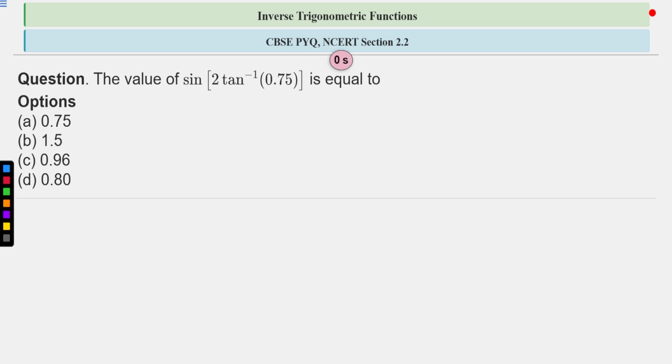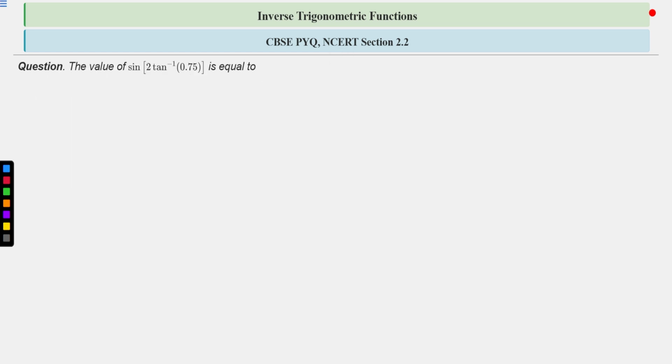Okay, let's move to the solution part. We need to find the value of the expression sine 2 tan inverse 0.75. Clear? So the correct answer will be option C, which is 0.96, right? Correct answer is option C, which is 0.96. Got it? So let us move to the solution part.